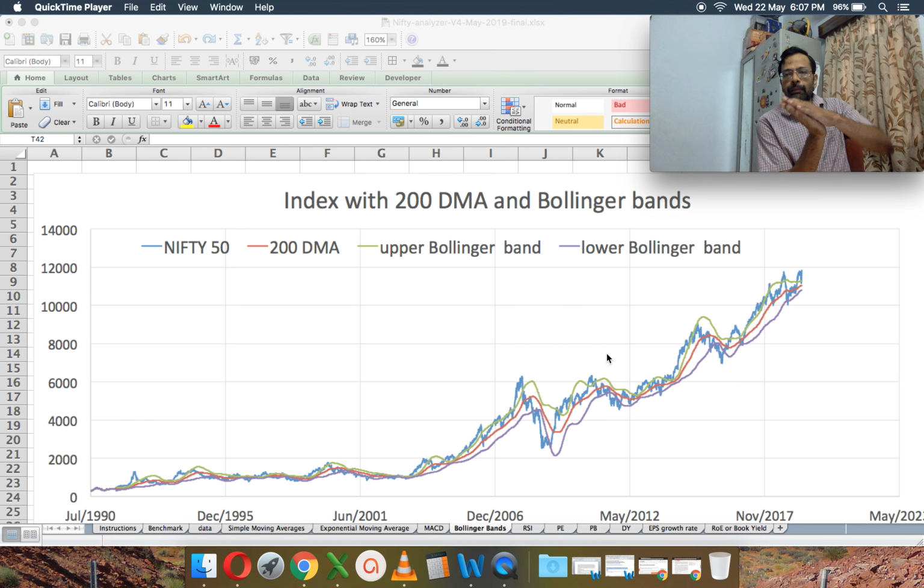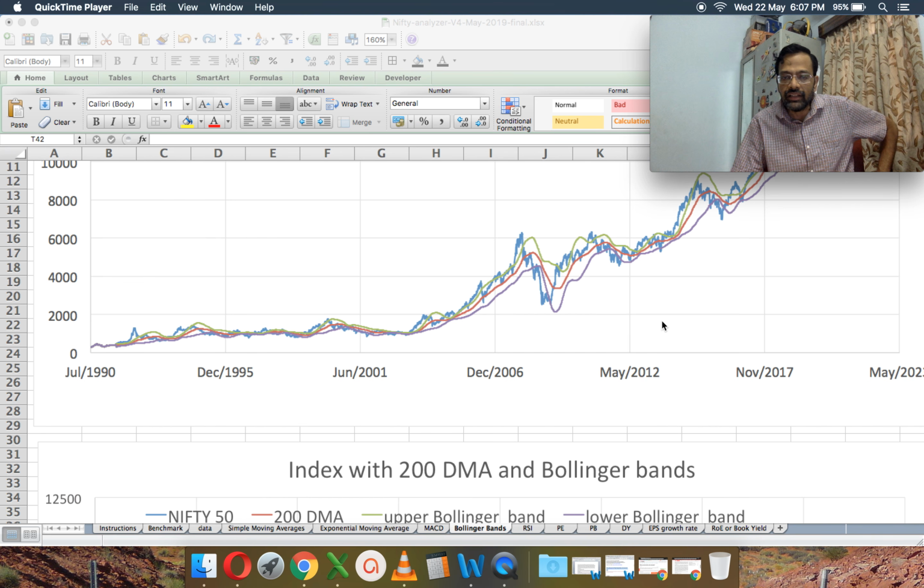When the lower and the upper band start diverging like that, that means the volatility in the market is increasing. And when the volatility is increasing and the price shoots up above the upper band, that means that there's a possibility of a correction. But when the upper and lower bands come together, they converge. That means there's a decrease in volatility. And when the price goes above the upper band, when there is a convergence, then there is a possibility of a bullish trend.